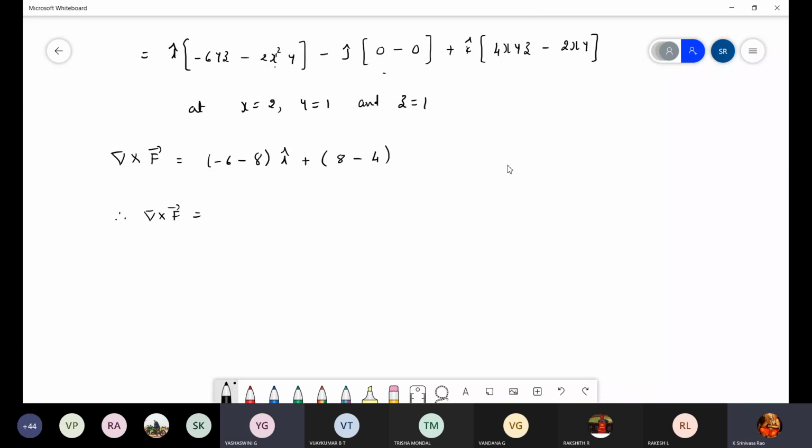Minus 14 i cap plus 4 k cap. This is k cap. Plus 4k cap. Is it right? Finally, it will be a vector only. No j.